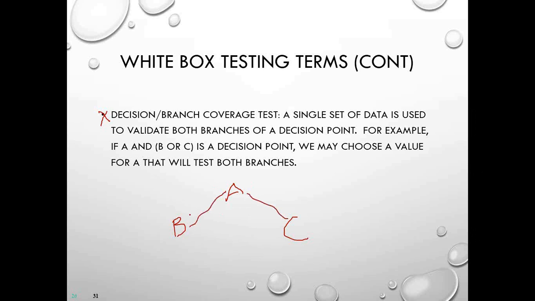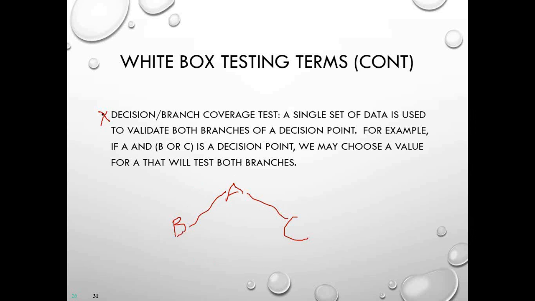So you could have A, which is common, and then you could have B or C as a decision point. We may choose a value for A that will test both branches. So think about it. You have to test everything. How can you test everything?